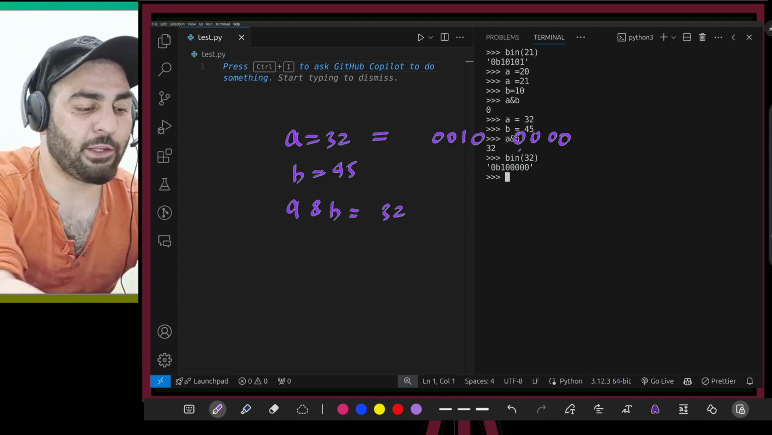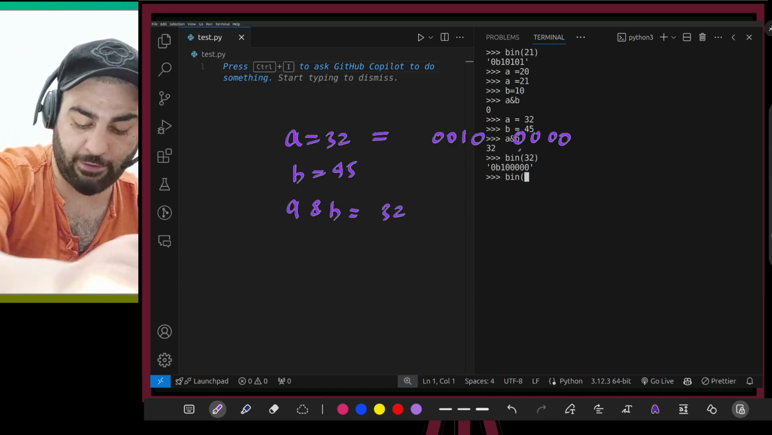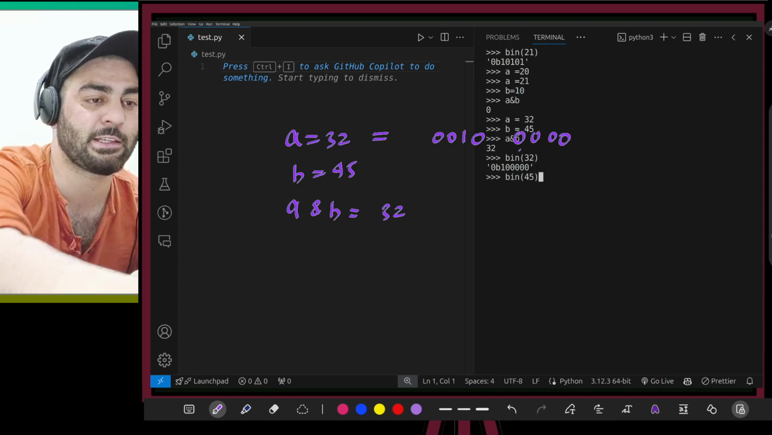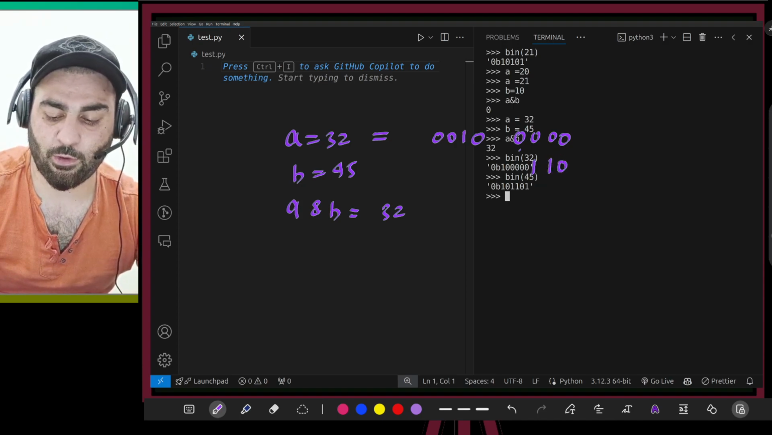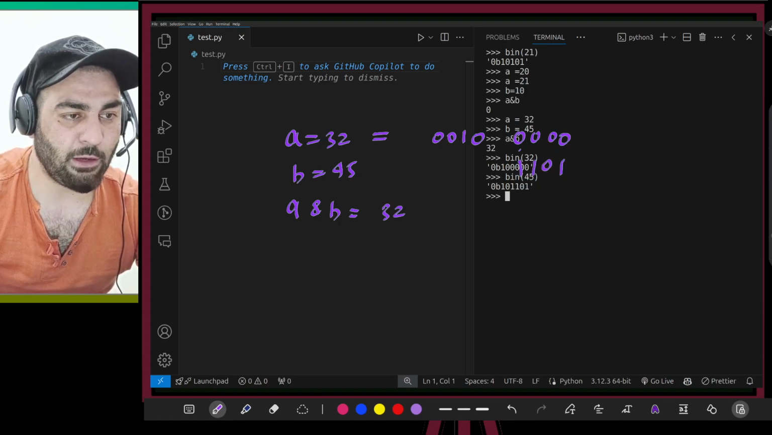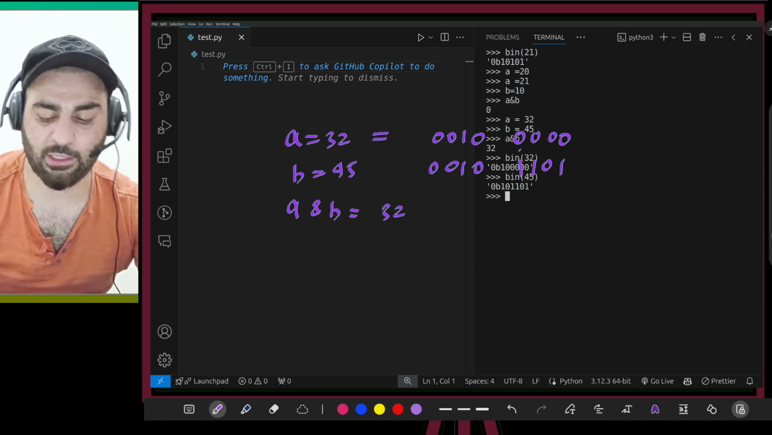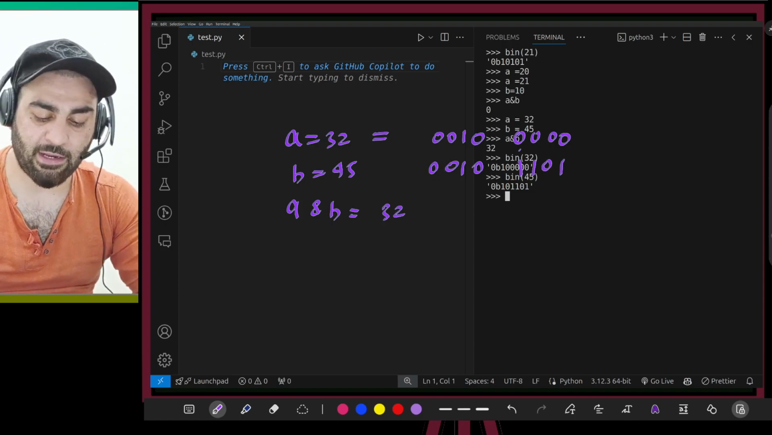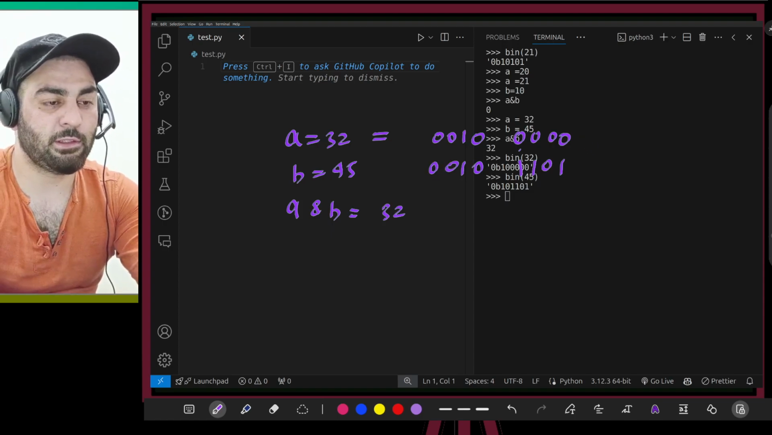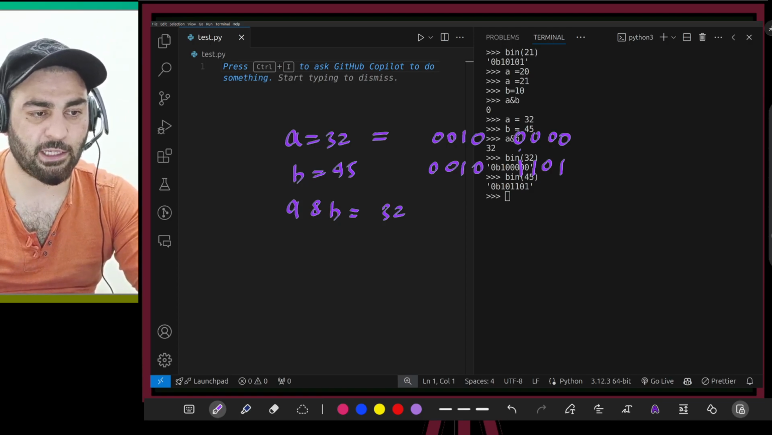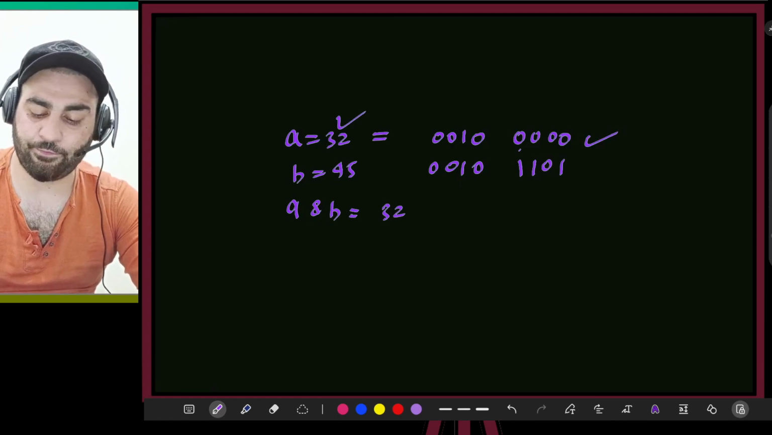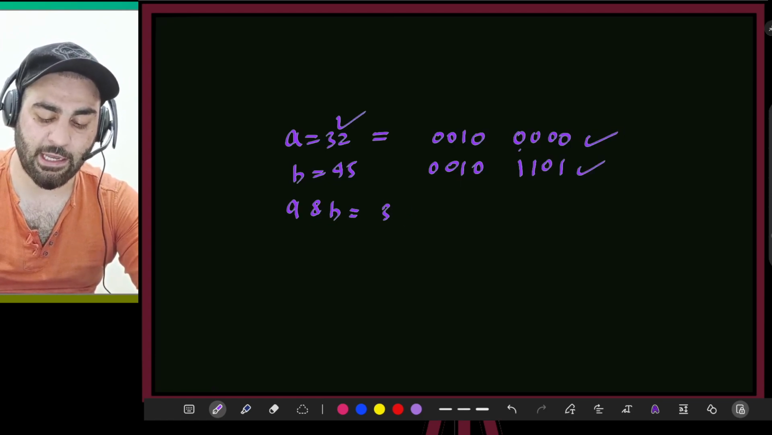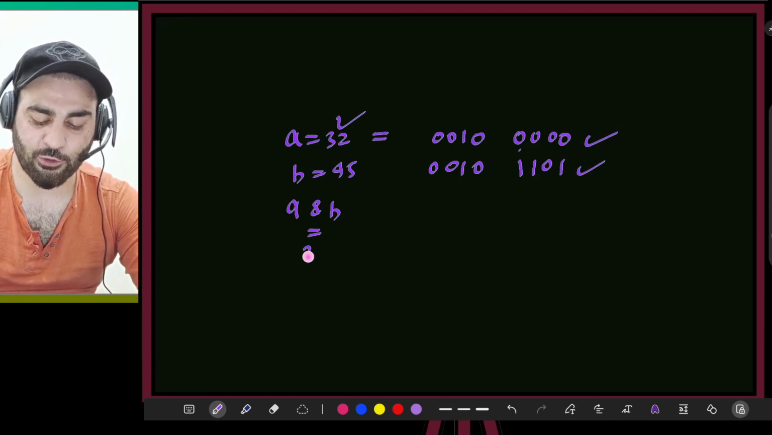And then the binary of 45. This is 101101. So this is 45. This is the binary representation of 32. I'll just unhide this. This is 32 and this is 45. Now we'll see A and B came out to be 32. So why is this so?